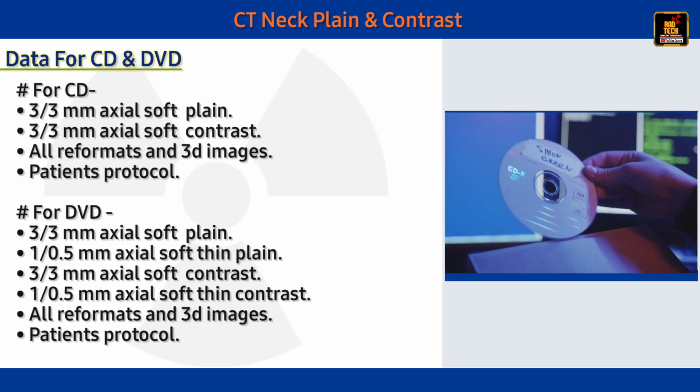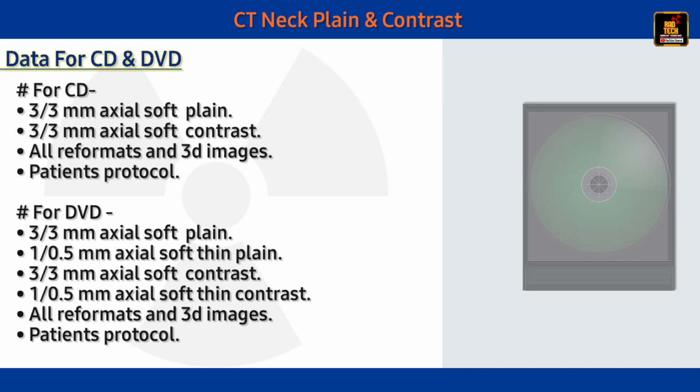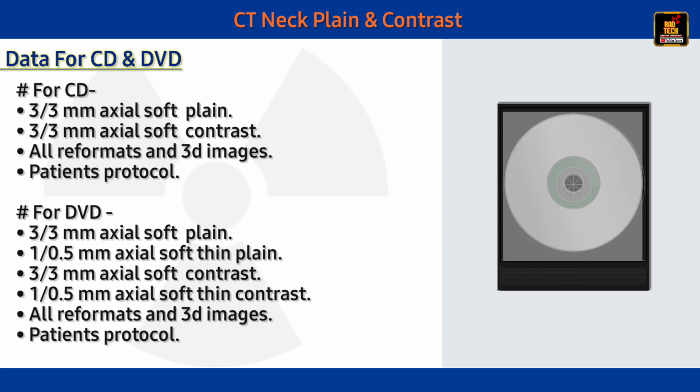Data for CD and DVD. In CD you can give thick data like 3 by 3 mm axial soft plain, 3 by 3 mm axial soft contrast, all reformats and 3D images.